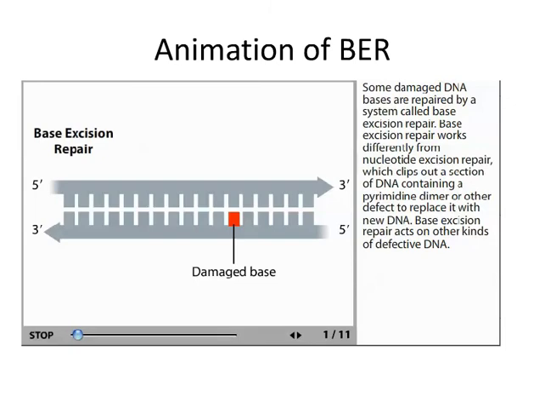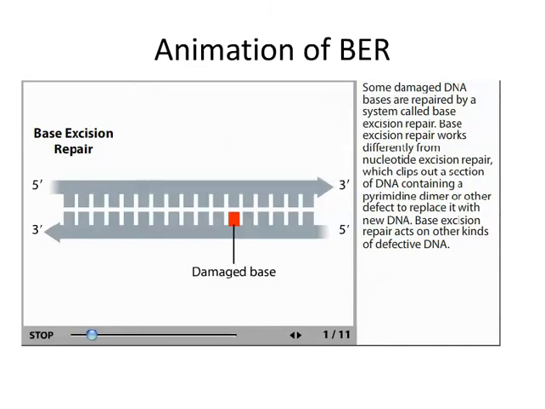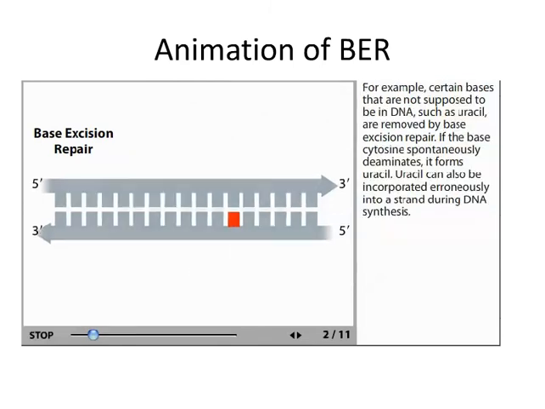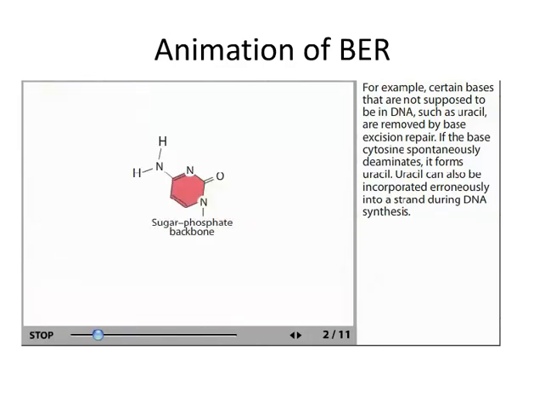This is done by a system called base excision repair. Base excision repair works differently from nucleotide excision repair, which clips out a section of DNA containing a pyrimidine dimer or other defect to replace it with new DNA. Base excision repair acts on other kinds of defective DNA. For example, certain bases that are not supposed to be in DNA, such as uracil, are removed by base excision repair. If the base cytosine spontaneously deaminates, it forms uracil.